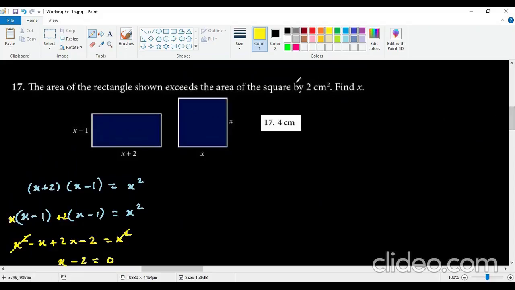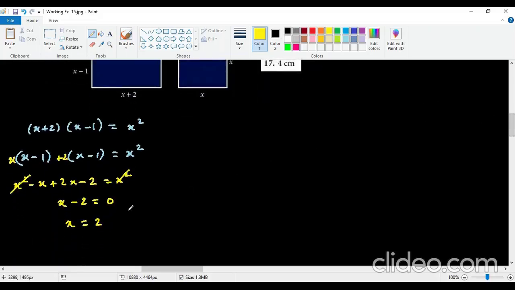That means the value of x is 2, but in the question itself it says it exceeds the area of the square by 2. That means it is going to be 4. 2 plus 2 is 4. Or what we can do is in the question itself, if we put a plus 2 here, that's going to give us the same answer. So x is equal to 4. And we can check also, just 1 minute I'm going to take.